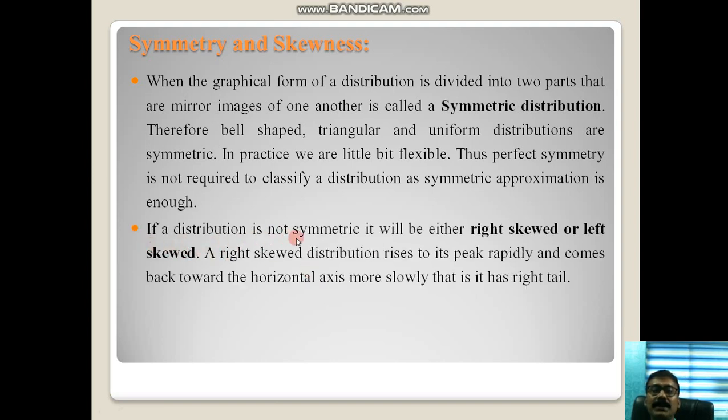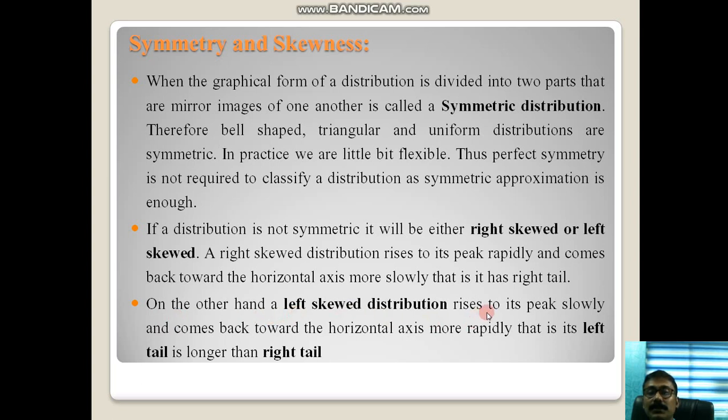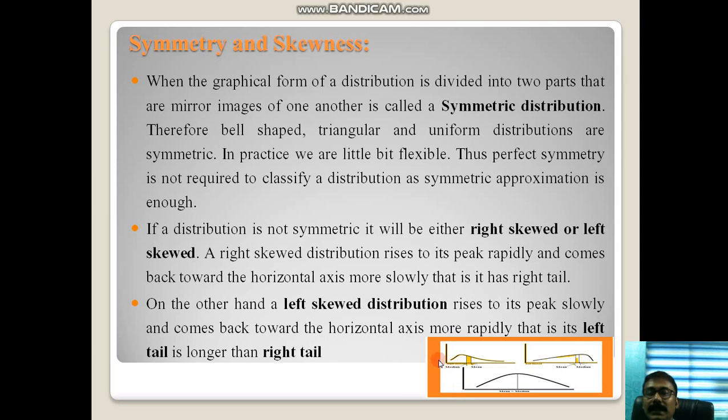Though, if the distribution is not symmetric, it will be either right skewed or left skewed. The right skewed distribution rises to its peak rapidly and comes back towards the horizontal axis more slowly, that is, it has the longer right tail. Similarly, the left skewed distribution rises to its peak slowly and comes back towards the horizontal axis more rapidly, that is, its left tail is longer than the right tail. It looks like this: right skewed, left skewed, normal distribution, skewness is 0.